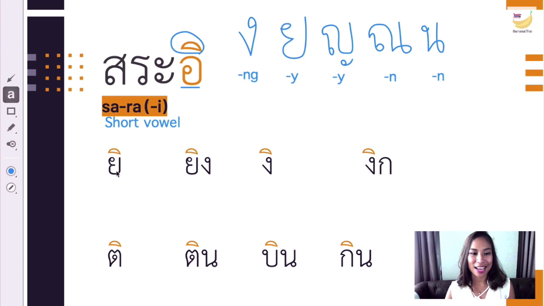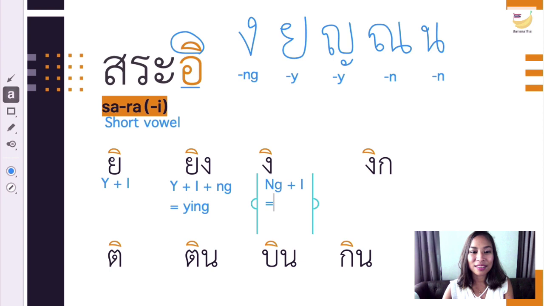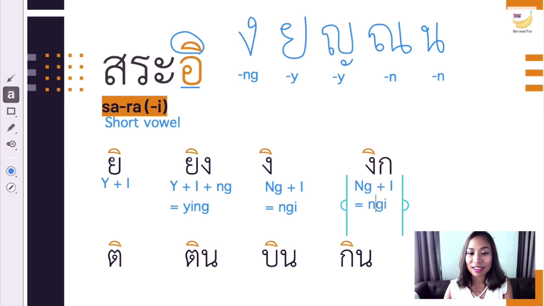Let's try this one. This one is what? Looks like a B. So, yo yak, the ย sound, plus sara i. So this one is yi. Next one: yo yak the same plus sara i and end with what? Ngo ngu, ng. So this one is ying, right? This one, what is it? Ngo ngu and sara i, which is ngi. Ngi, no meaning. Next one: look exactly the same but with ending consonant, go kai. So this one is pronounced ngik.